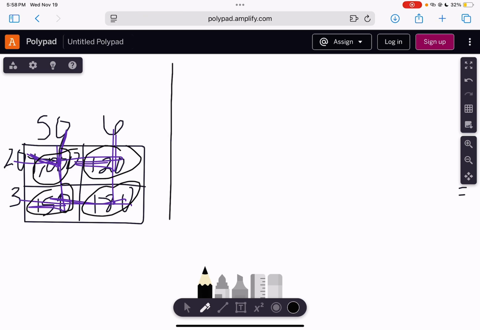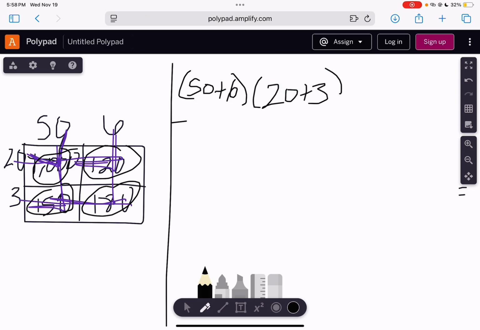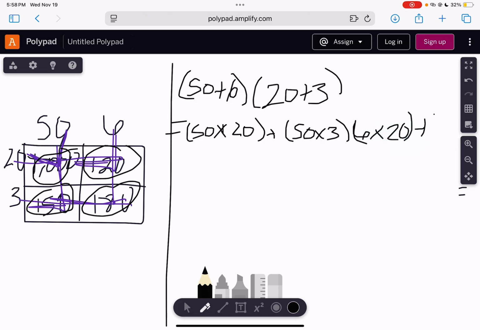So another example of decomposing is going to be 50 plus 6 and 20 plus 3, which will end up equaling 50 times 20 plus 50 times 3 and 6 times 20 plus 6 times 3, which will equal the same thing.